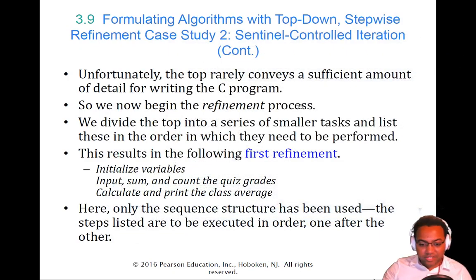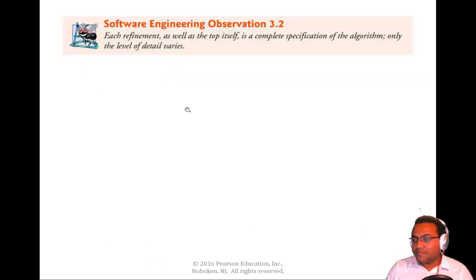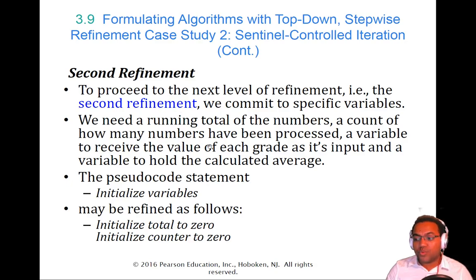So let's blaze through this since we've already written the program. Each refinement, as well as the top itself, is a complete specification of the algorithm. Only the level of detail varies. So what this is speaking about is refining your code. In the beginning, the code was not necessarily as refined as we would like it to be, because what we're trying to do is find a way to make it as efficient as possible. What you saw me do there in that program was making it as efficient as possible.